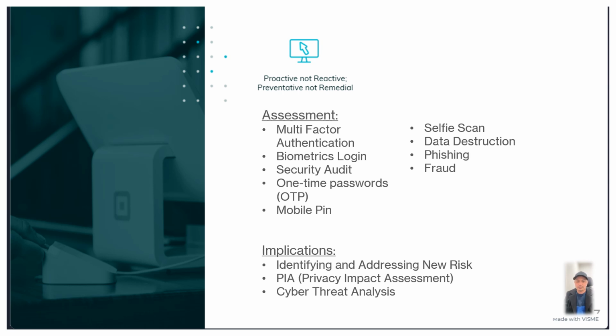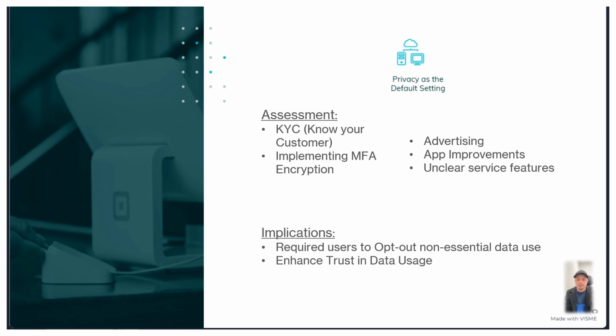What are the implications? GCash has strong technical security measures. It could improve by detailing processes for identifying and addressing new risks. Adding PIAs or committing to ongoing threat analysis would be better aligned with privacy by design principles, especially in combating prevalent phishing and fraud. The second one, privacy as the default setting.